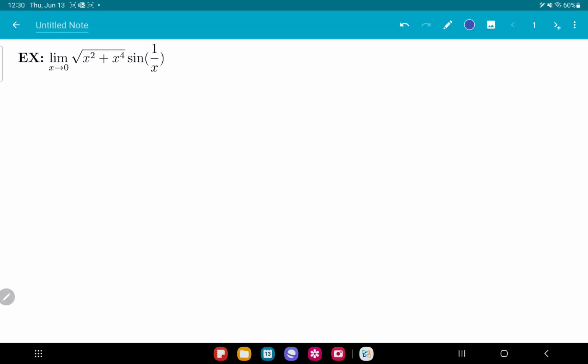Okay, here's a funny one. Let's start by talking about why this is strange. Well, the square root here, this is approaching 0. Okay, when you plug in 0, you can see that. But the sine is approaching, it's very strange. So let's talk about why it's strange.